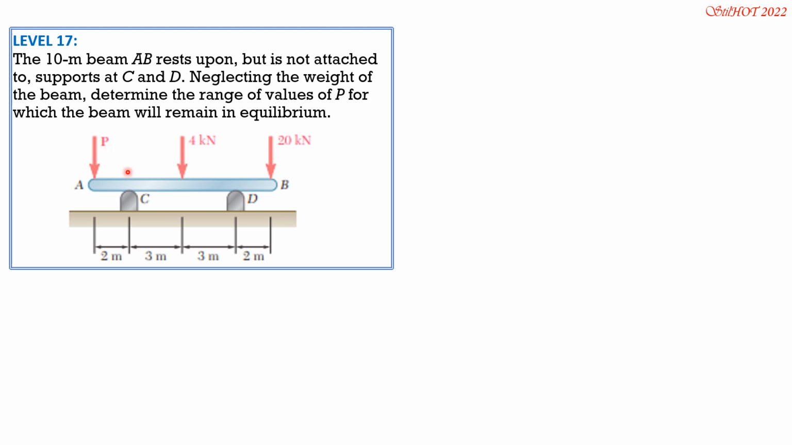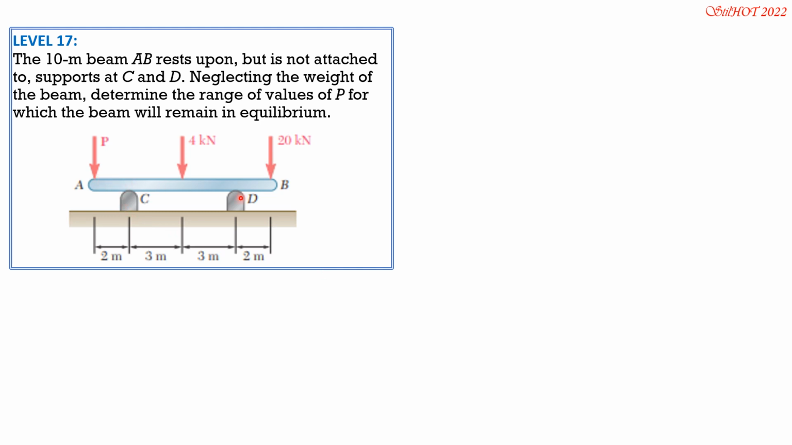When P is maximum or heavy, that will cause overhang about D. So there's no contact at D. So it will surpass the 20 kilonewton load. So let's begin with the lightest P.